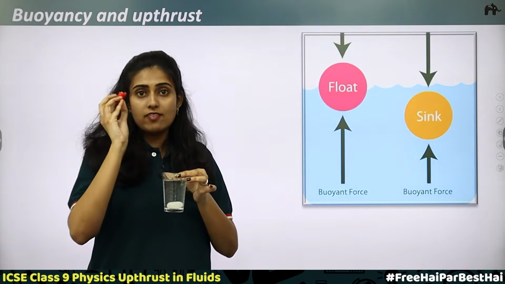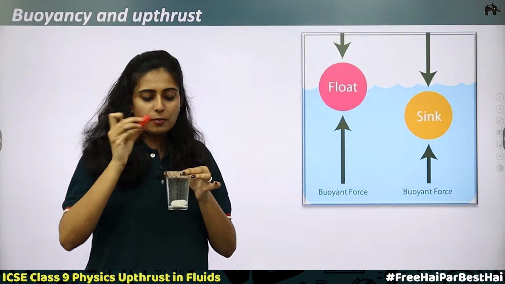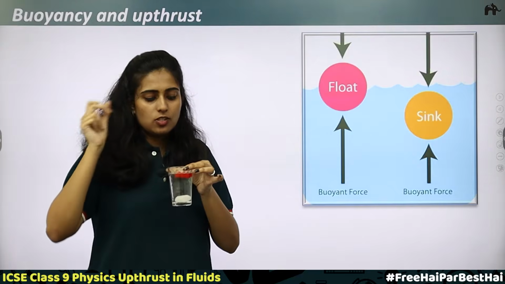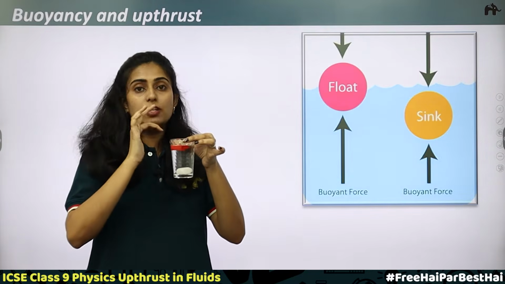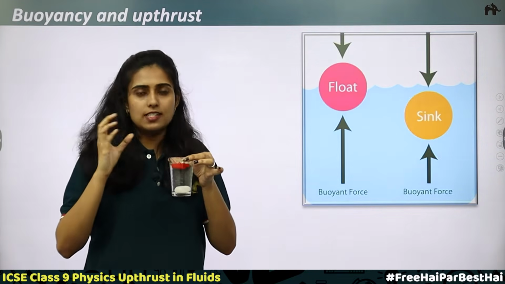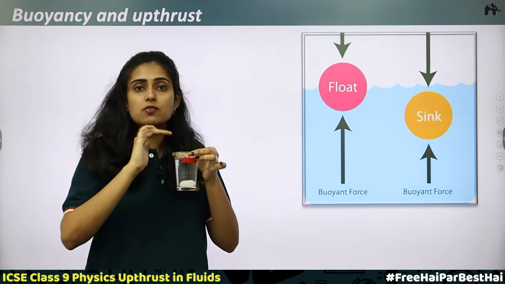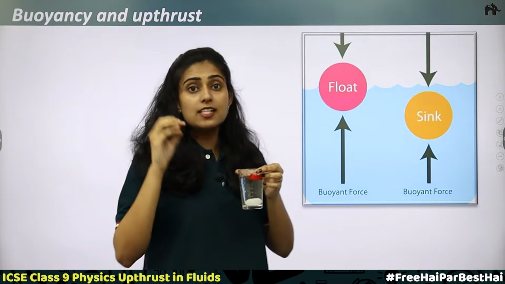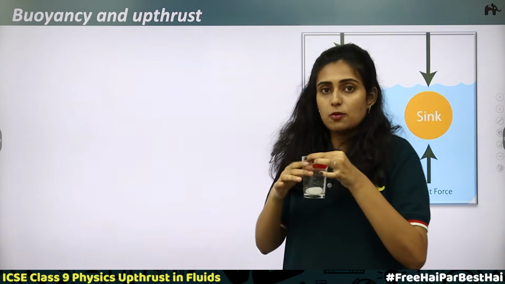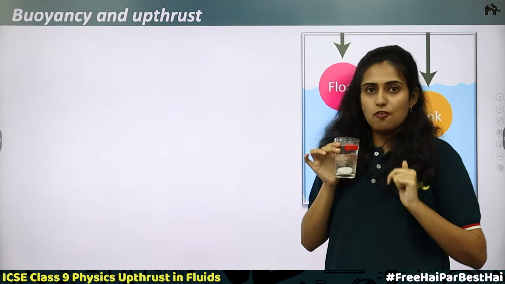Now I have a pen cap. I'm going to put it inside the water. So you'll be able to see that the pen cap will be floating on the surface. It won't sink. So why is this happening? One object has sunk and the other object is floating. So what is the reason? There is some force that is holding this object on the surface of water.